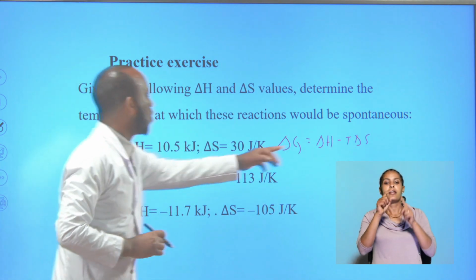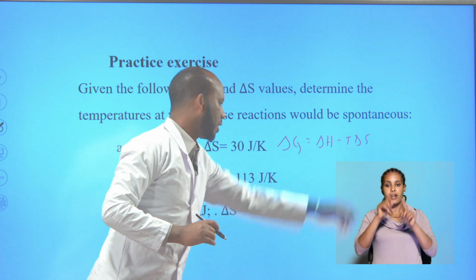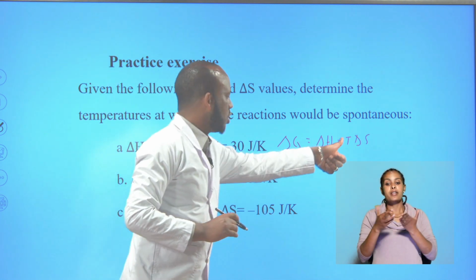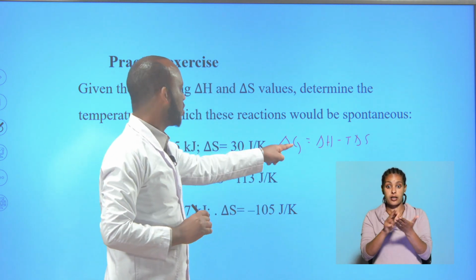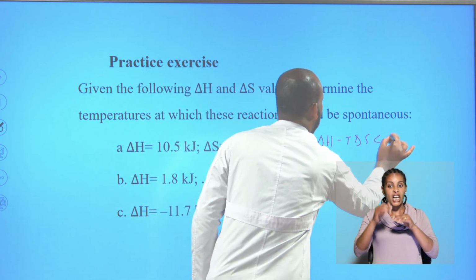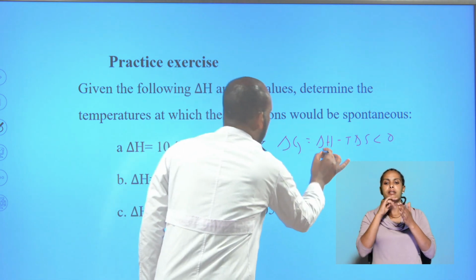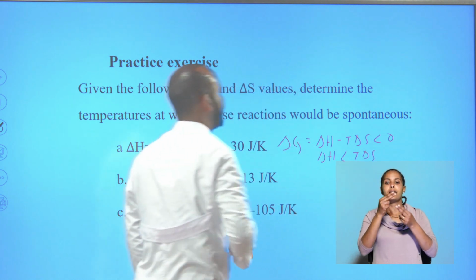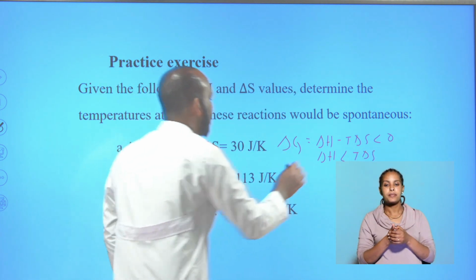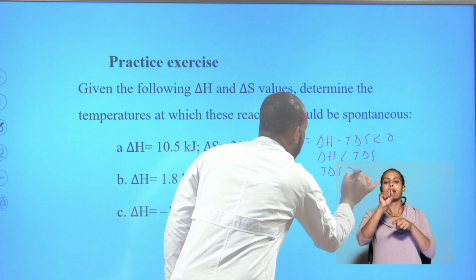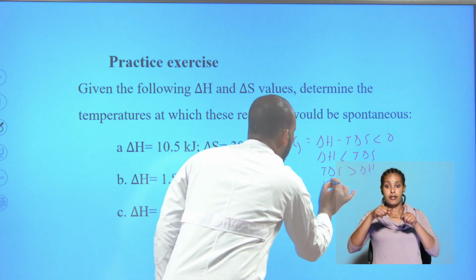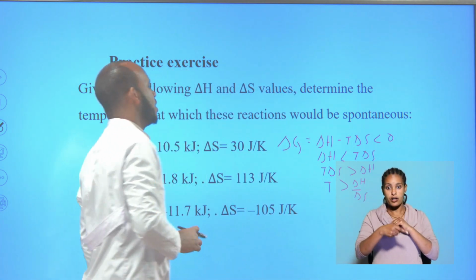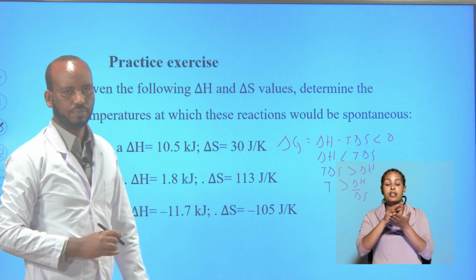Now delta H is positive, delta S is positive. If the reaction is spontaneous, delta G must be less than 0. This is the same as delta H is less than T times delta S, or T times delta S is greater than delta H. For T greater than delta H over delta S, this reaction would be spontaneous.